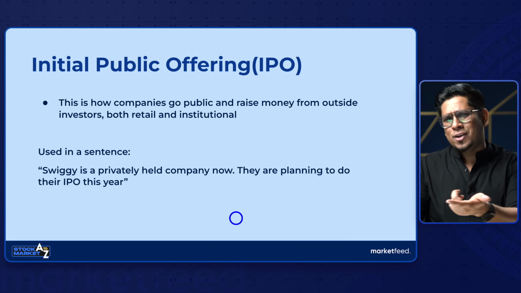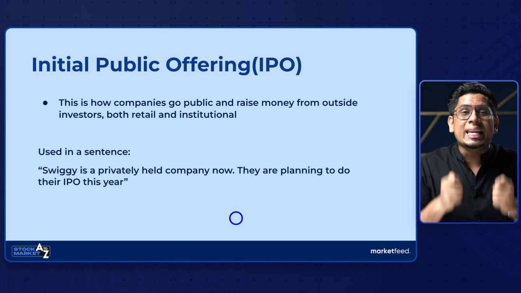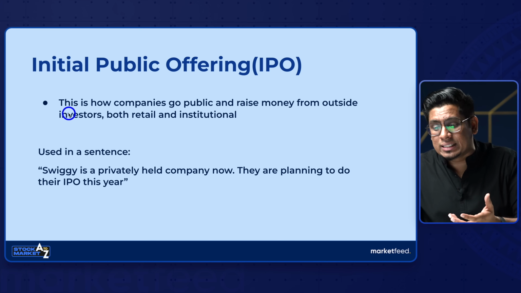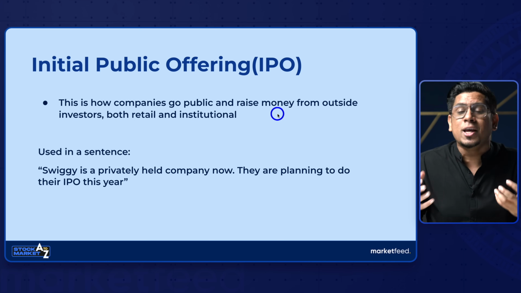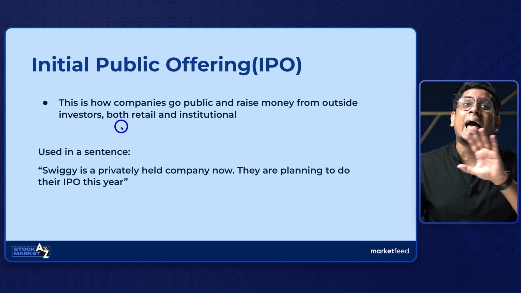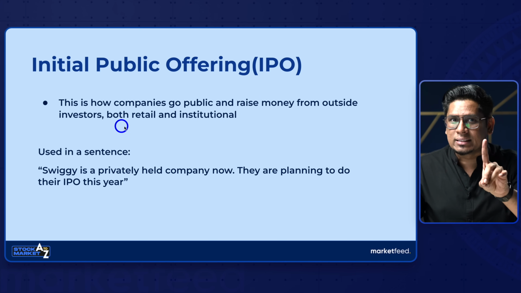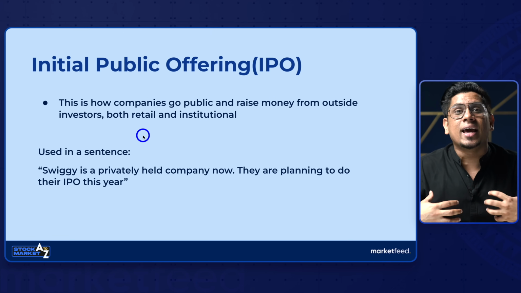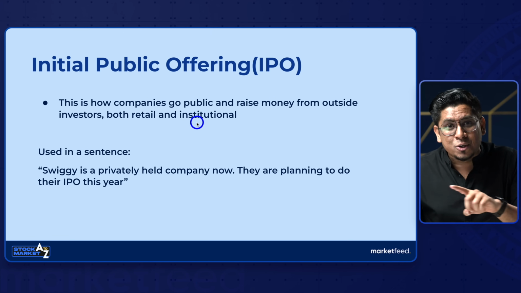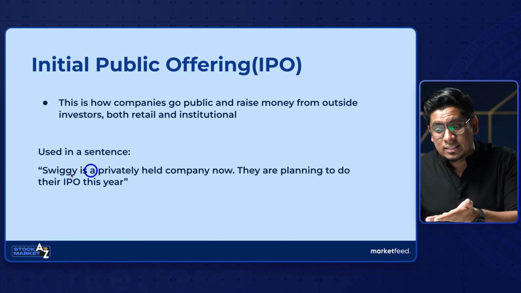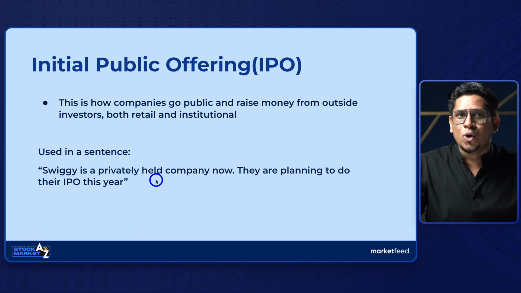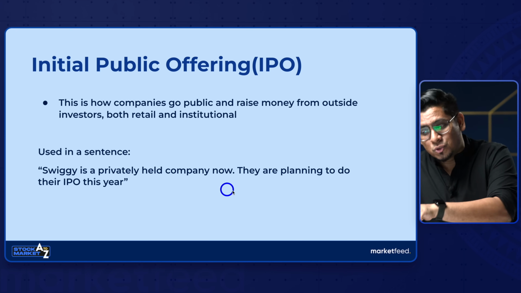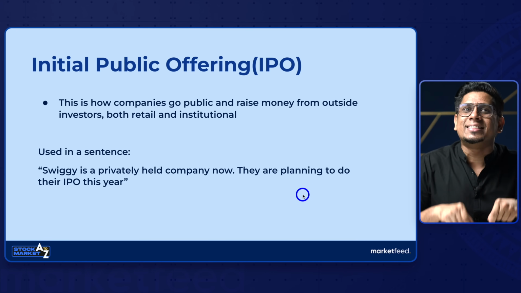Moving ahead, a very familiar term again, right? IPO, initial public offering. Now, IPO is the process with which companies go public and raise money from outside investors, both retail and institutional. Very important to understand this, right? When a company goes public, they are raising money not just from retailers like us, but they raise money from institutional investors as well. Used in a sentence: Swiggy. I hope you all know Swiggy, right? Swiggy is a privately held company today. Now, Swiggy is planning to do their IPO this year itself.